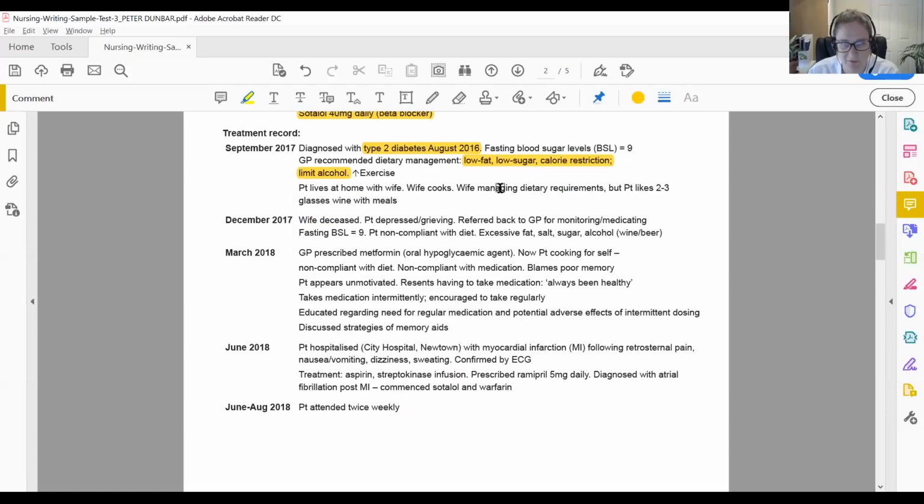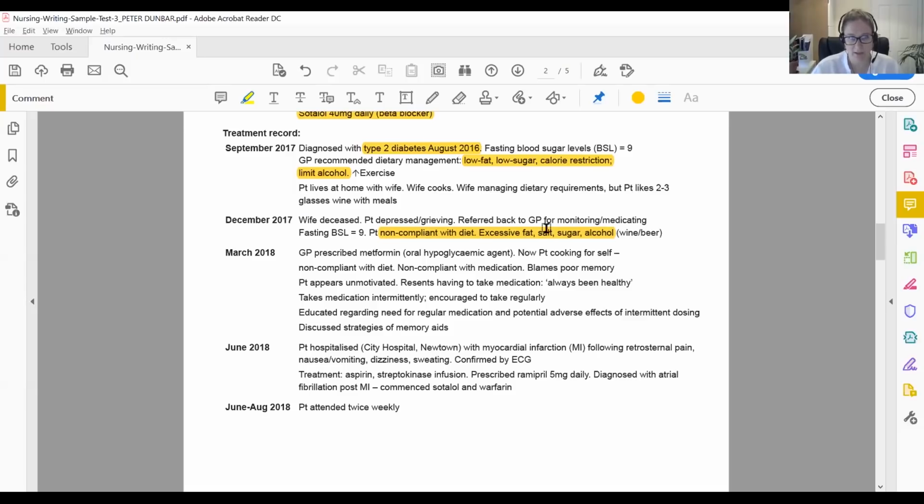He lives at home with his wife, and his wife manages his dietary requirements. He likes 2 to 3 glasses of wine with meals, but this is September 2017, so quite some time ago. So his wife died in 2017, depressed and grieving. Okay, he was referred back for monitoring and medicating. Okay, so his fasting BSLs indicated that he was non-compliant with his diet, and he is consuming excessive fat, sugar, and alcohol. So we know that he's not compliant with his diet.